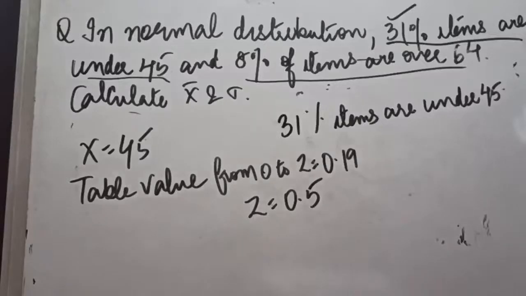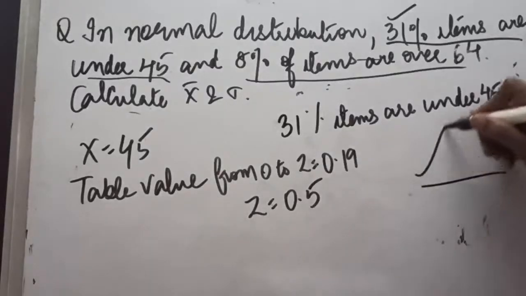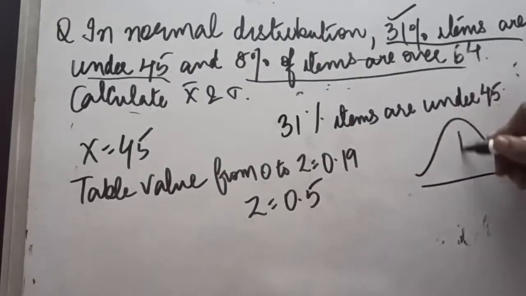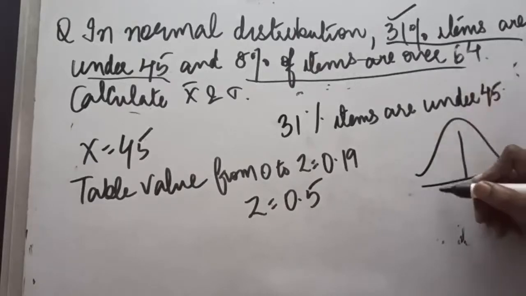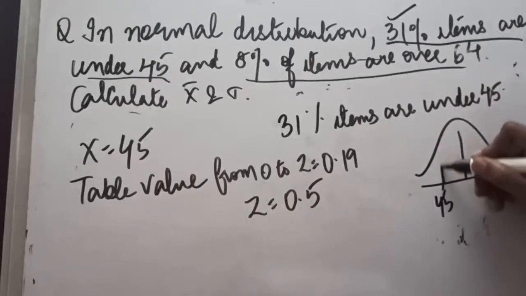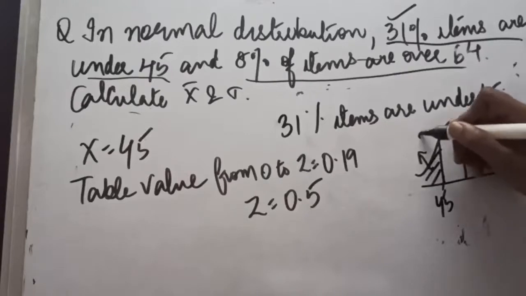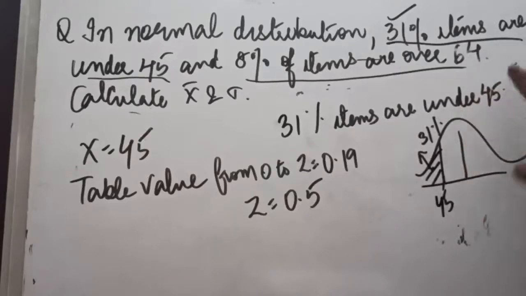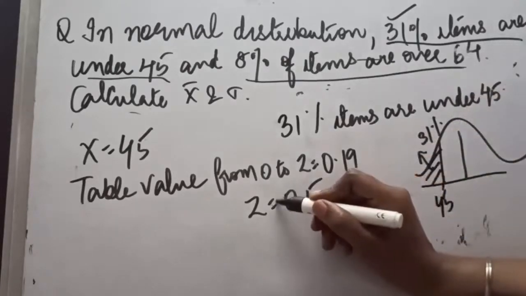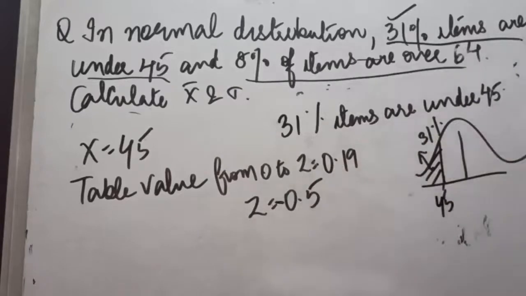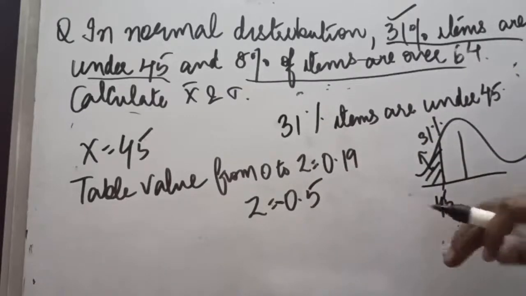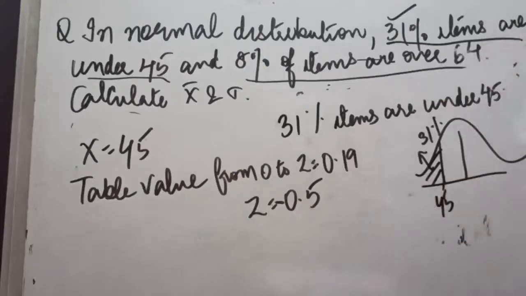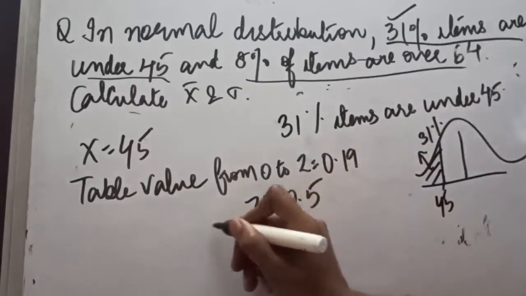Now one thing is very important here: we have drawn this curve, so this was on the left hand side, as 45 will be coming here and 31% items were under this. So this is the negative side. I told you the table value can never be positive or negative, but z will be positive or negative. As this is coming on the left hand side, so our z is minus 0.5. So if z is minus 0.5, now we will put the formula over here.